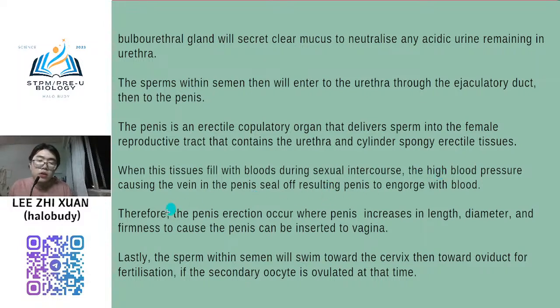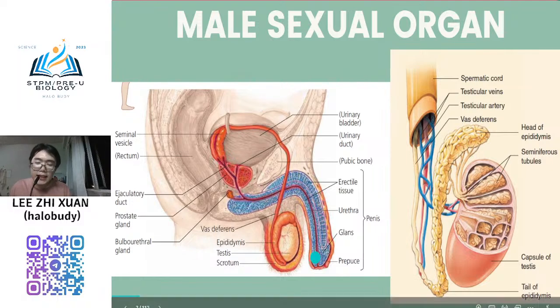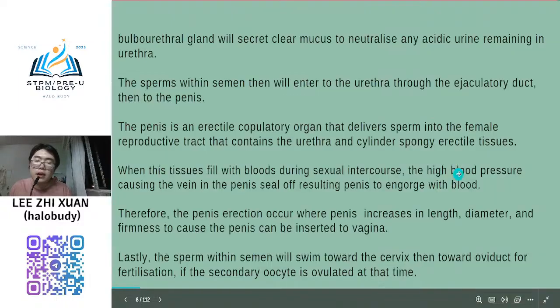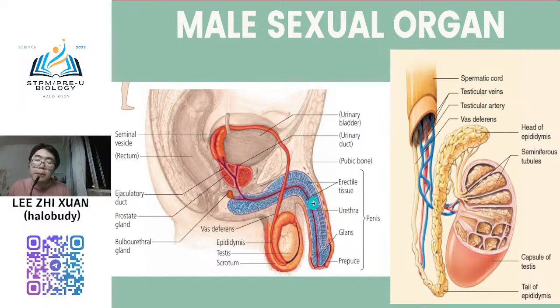Therefore, penis erection occurs when the penis increases in length, diameter, and firmness so that the penis can be inserted into the vagina. During the resting state, when you are not doing sexual intercourse, your penis structure is like this. But when you are having sexual intercourse, your penis erection will occur, meaning that your penis will become straight and higher compared to when not having sexual intercourse.